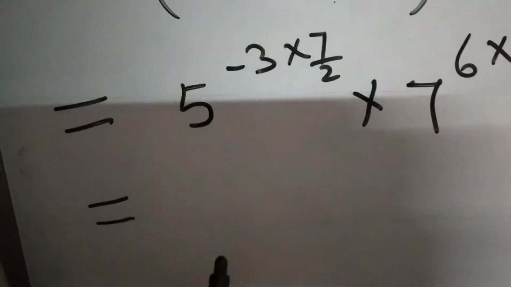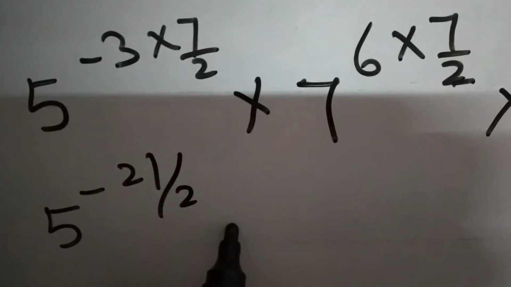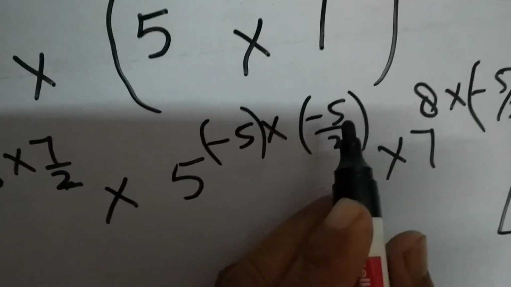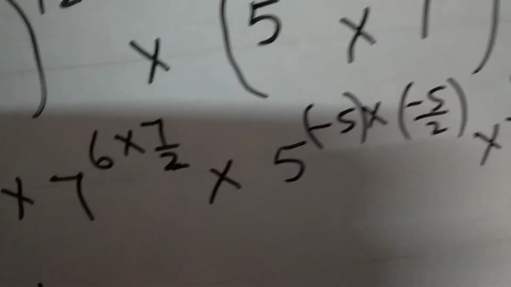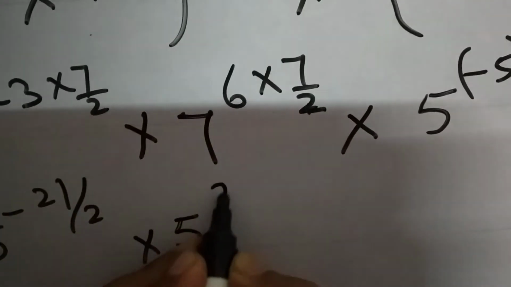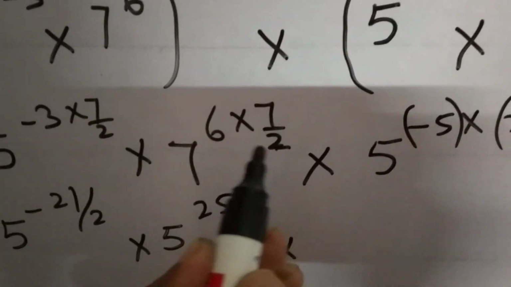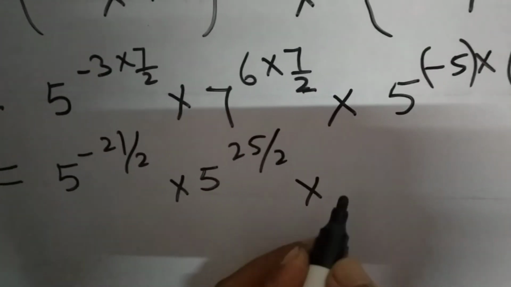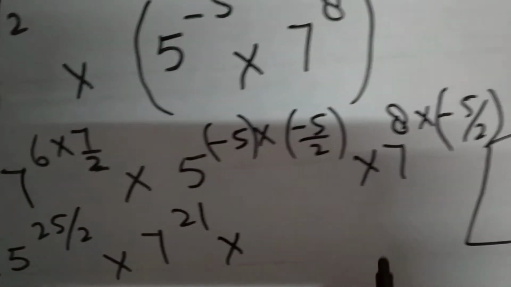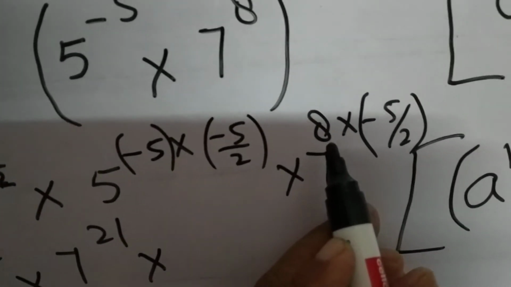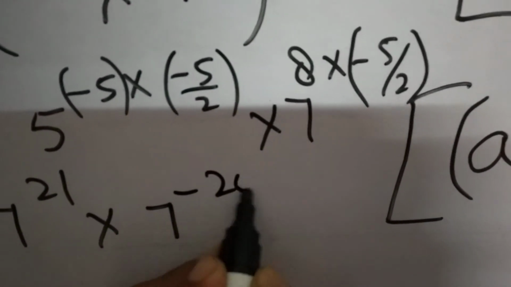7 threes are 21. 5 raised to power minus 21 by 2 into 5, 5 twos are 25 (minus minus plus), 5 into 5 raised to power 25 by 2, into 7 raised to power 21, 2 threes are 6, 3 sevens are 21. 2 fours are 8, 4 fives are 20, into 7 raised to power minus 20.